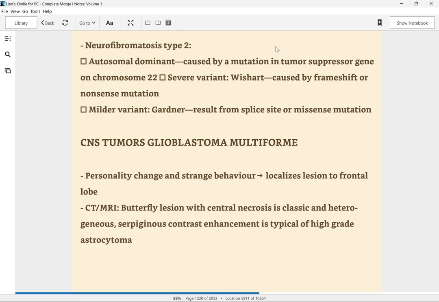Rightward arrow: localizes the lesion to the frontal lobe. On CT/MRI, a butterfly lesion with central necrosis is classic and heterogeneous. Serpiginous contrast enhancement is typical of high-grade astrocytoma.